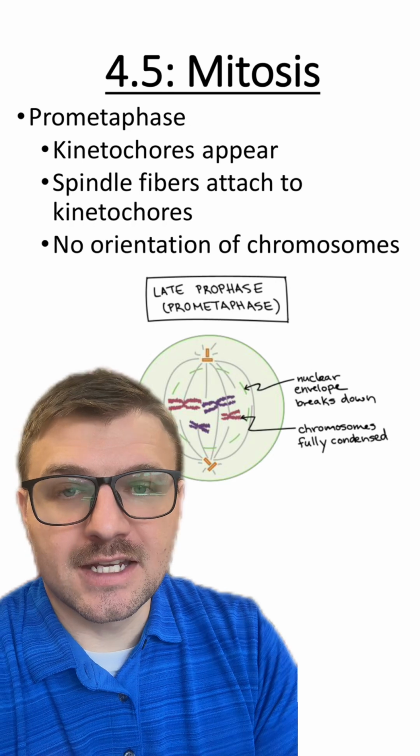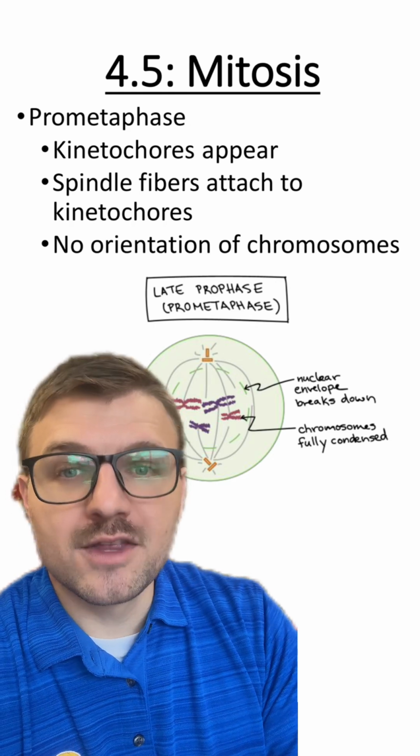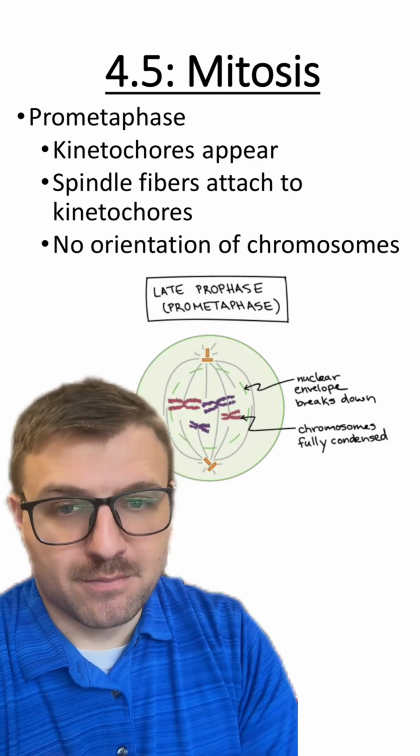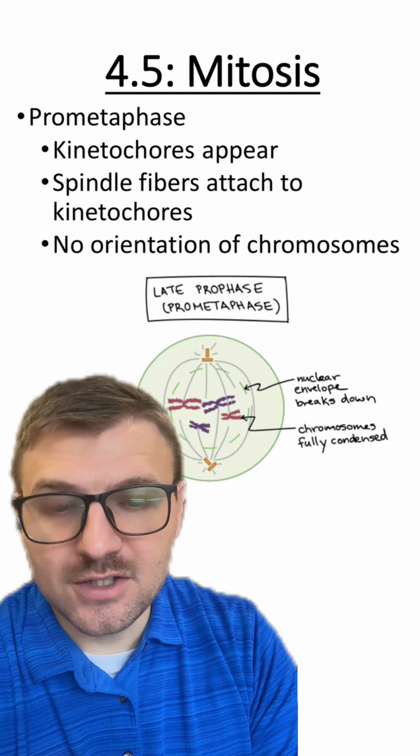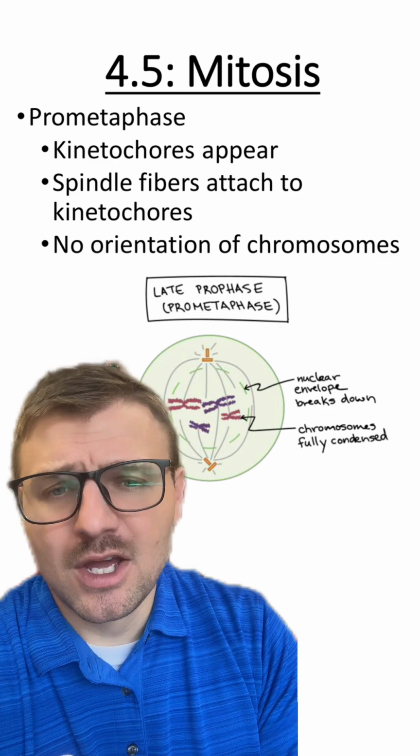During prometaphase, the kinetochores are going to appear. These are just protein structures around the centromeres where the spindle fibers are going to attach. It's important to remember that at this point, there is still no orientation of the chromosomes, which means they're still kind of just randomly found within the cell.